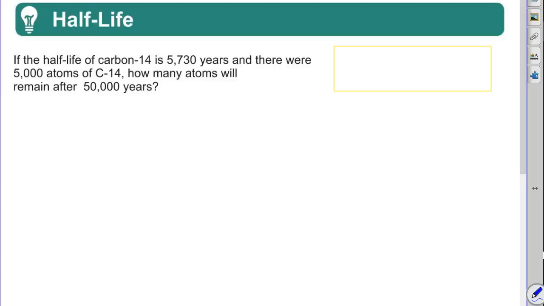Okay, this is the quick review of half-life. So we've got a problem. If the half-life of carbon-14 is 5,730 years, and there were 5,000 atoms of carbon-14, how many atoms will remain after 50,000 years? Right? Hypothetical question. Hypothetical because of the 50,000 years.